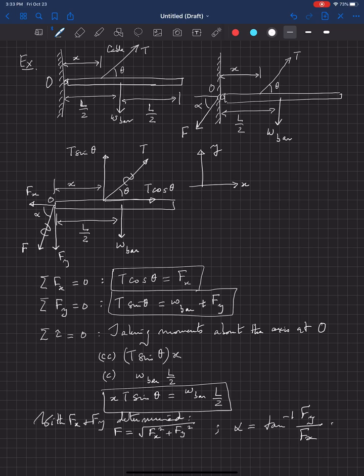Okay, so basically that's what your experiment today is all about. You have to use both conditions of equilibrium, important, and this will also give you an idea of how to use the torque equation for the second condition of equilibrium.